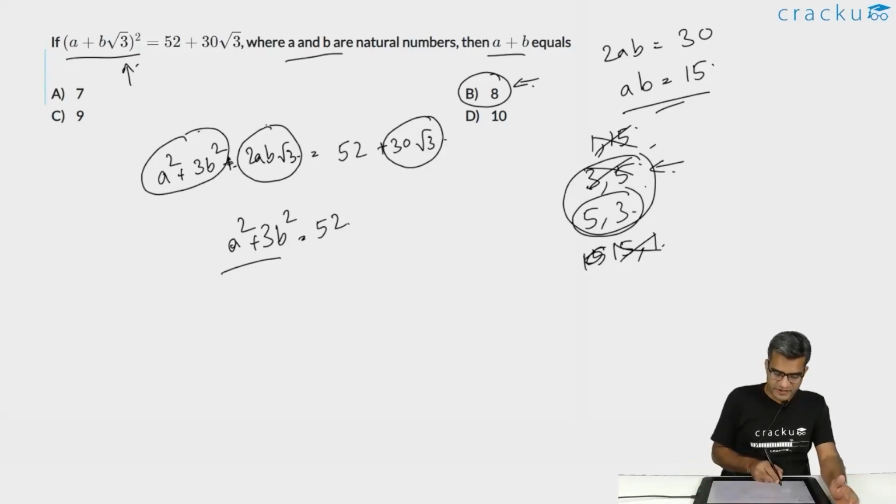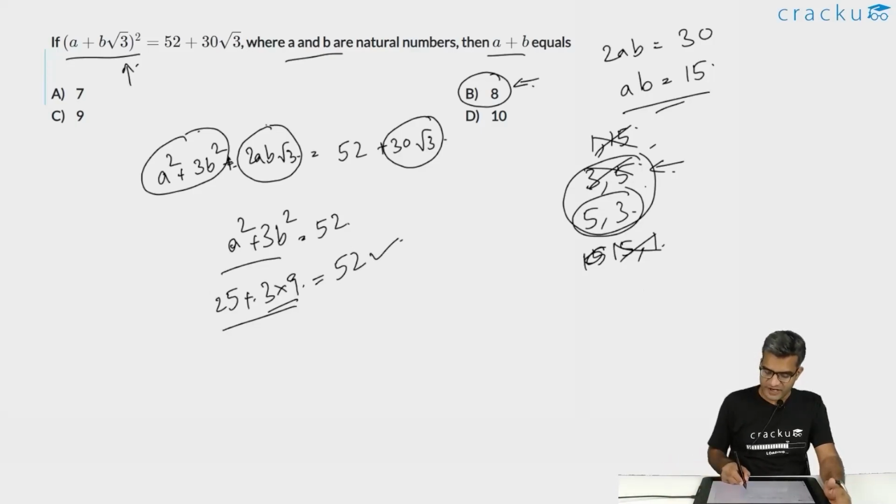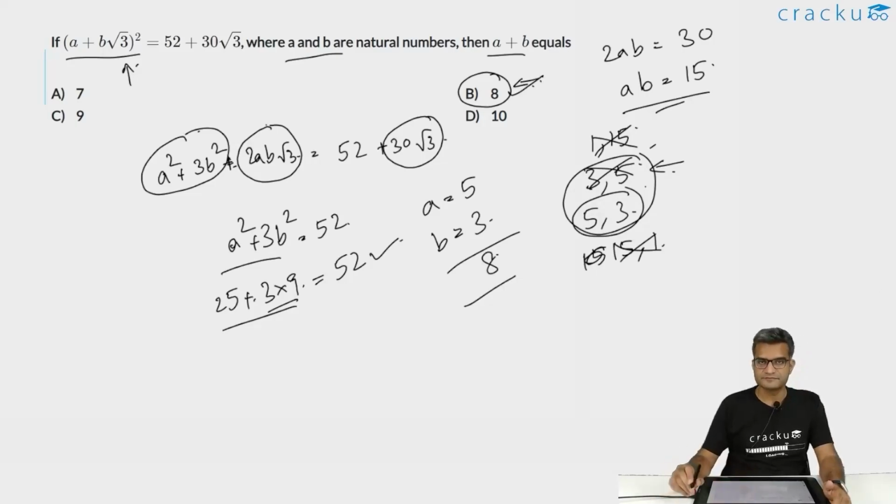5 square is 25 plus 3 square is 9, so this is 3 into 9, which is 27. 25 plus 27 is actually equal to 52. So this is actually the case. So the value of A is equal to 5 and the value of B is equal to 3. Like we discussed, the value of A plus B therefore has to be equal to 8, which is option B.